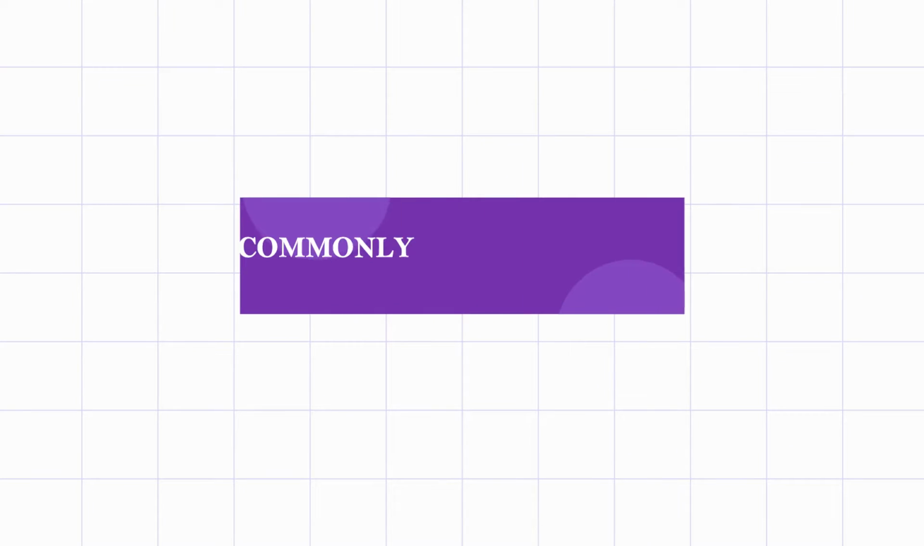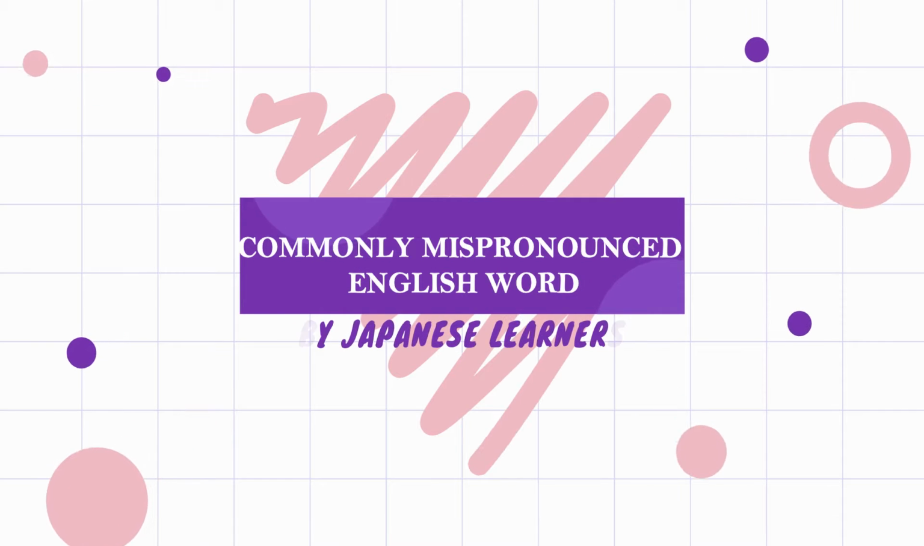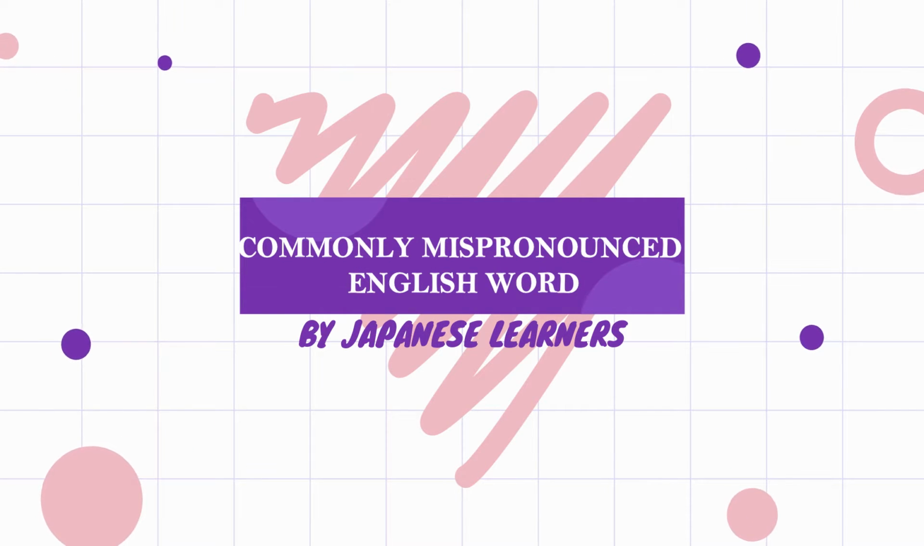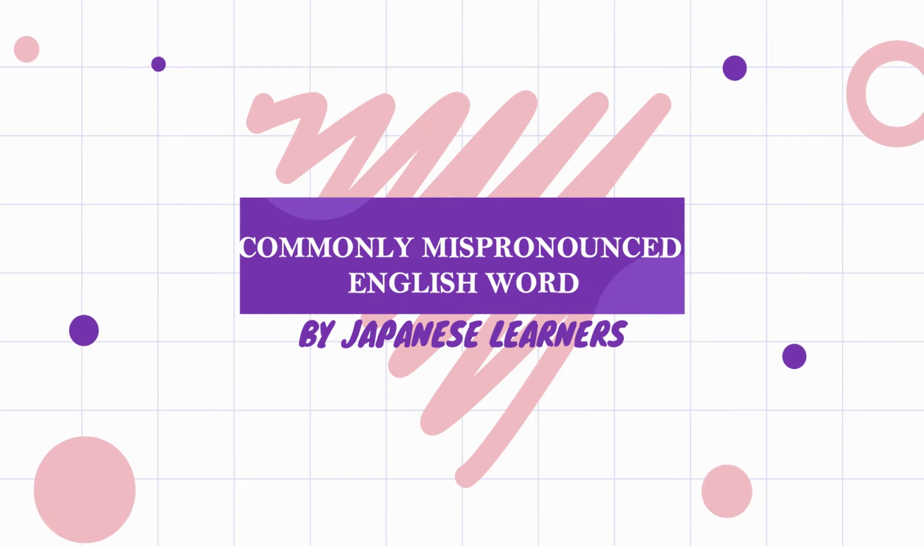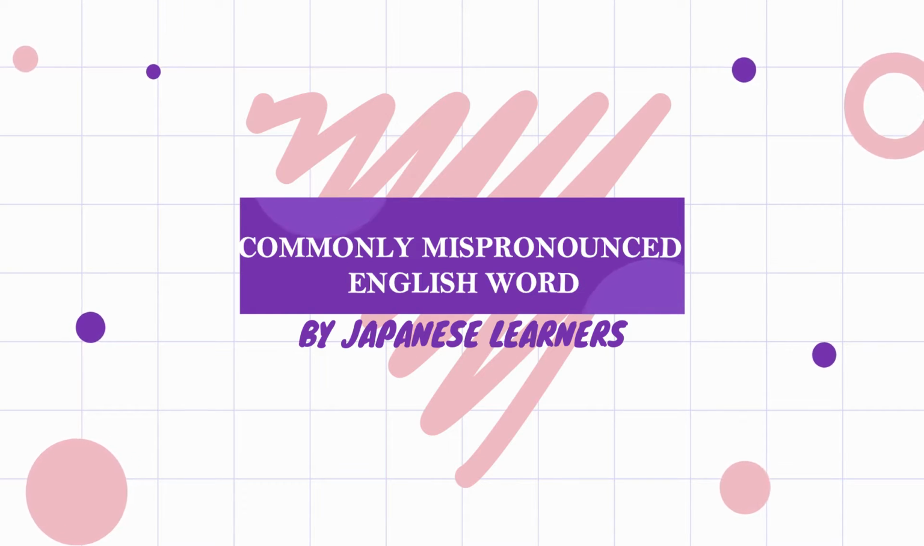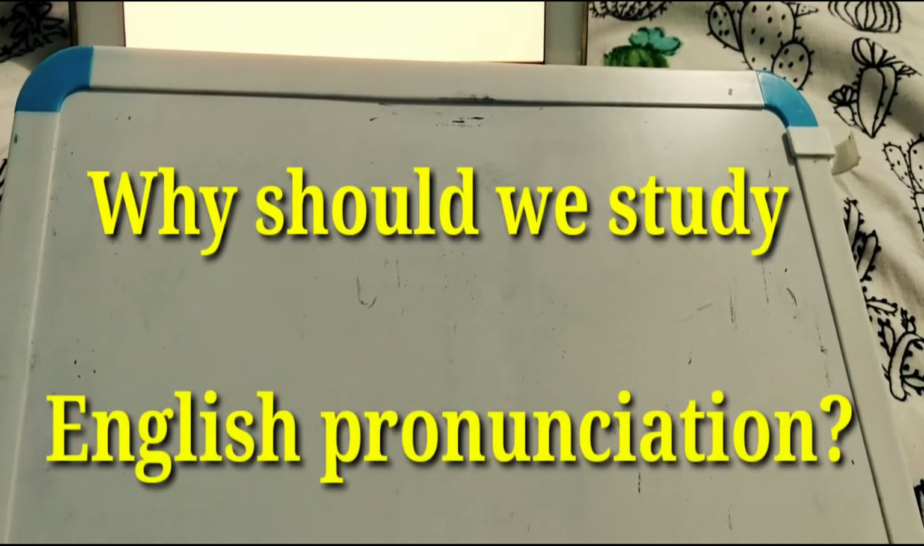Today's video is about commonly mispronounced English words by Japanese learners. I want to help you with your pronunciation. Listen carefully to the pronunciation of the words and repeat after me. Let's start! Before we start, let me ask you this. Why should we study English pronunciation?